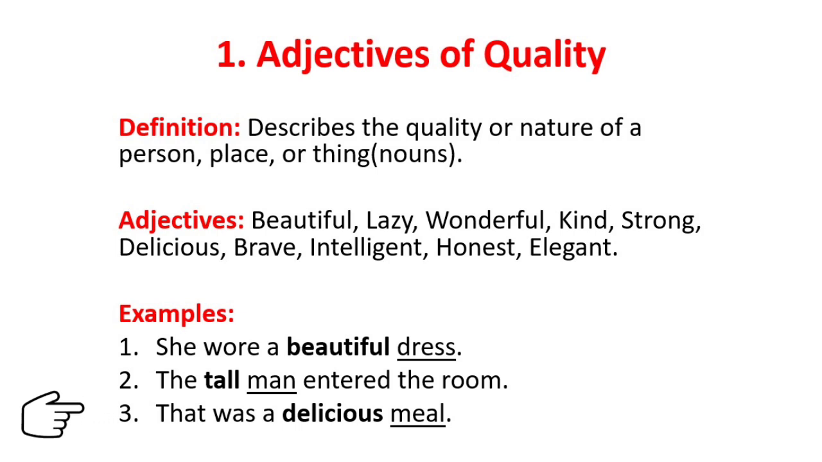In the last sentence, if you see, that was a delicious meal. Here meal is a noun and just before that we got an adjective, and that is a quality adjective, because it is telling about the quality of that meal. In short, if you want to remember, you can remember like this: the adjectives which tell about or describe the quality of any noun are quality adjectives, or you can say adjectives of quality. Now let's see the next type.